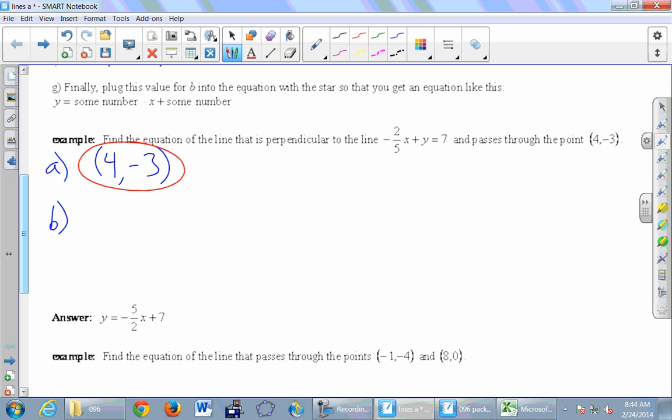Perpendicular. So we see perpendicular, and we know that the slope of the line that we want is the opposite reciprocal of the slope of this line. Is this line in a good form to be able to just read its slope? It's not. What would we really like that line to look like? We want it to look like y equals, right? Because if that line looks like y equals, then we can read the slope. So we solve this for y by adding the 2/5 x to both sides.